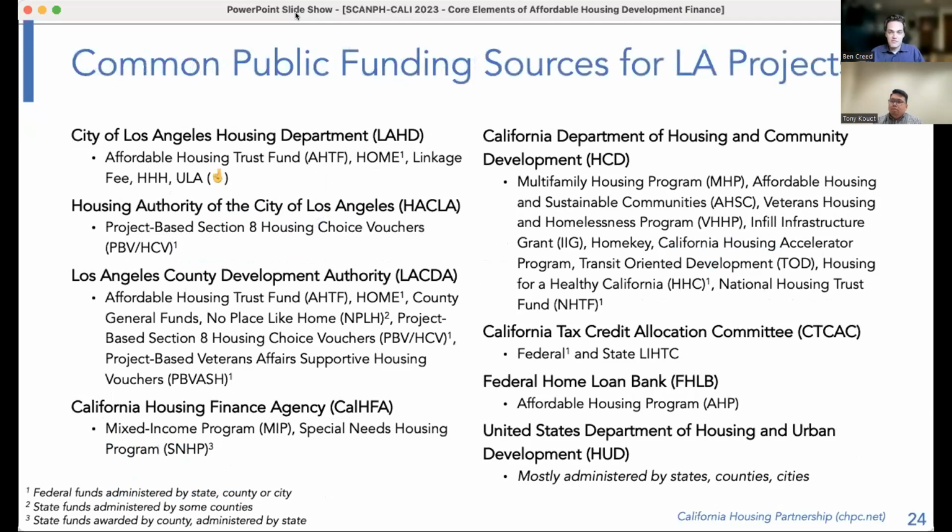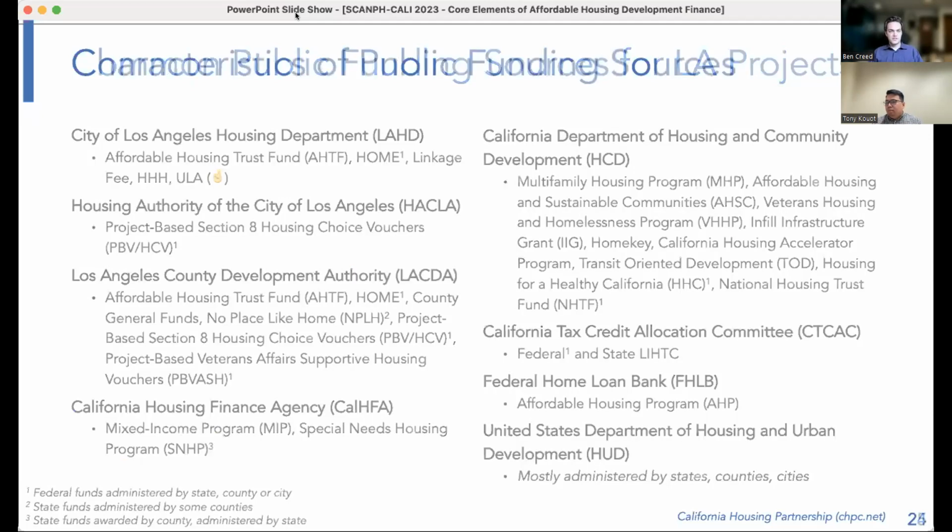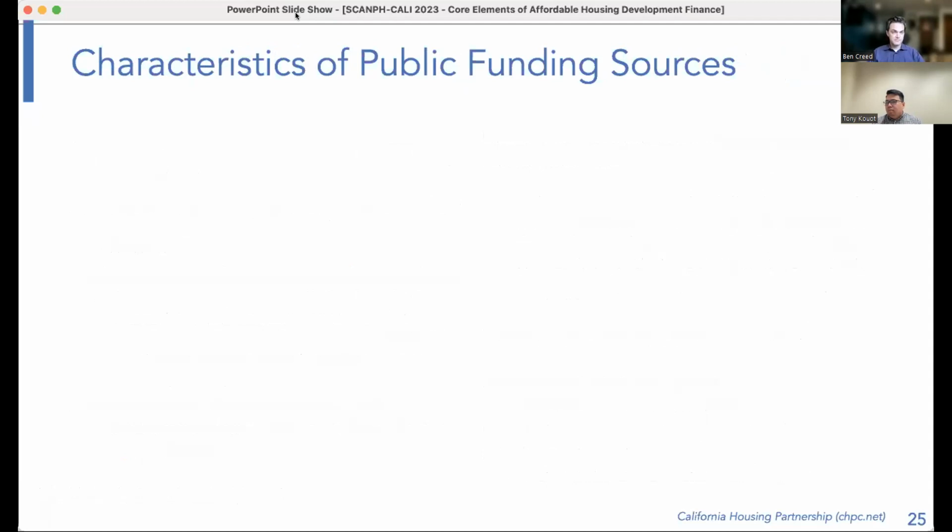And this alphabet soup will probably look familiar to many folks in the audience. City of LA, County of LA, various state agencies, federal government. There's an enormous amount of funding programs out there. And I wanted to show this list because, on the one hand, they're all quite different from each other, and they all have different rules and regulations and deadlines and websites and the whole nine. But they do have certain characteristics in common.